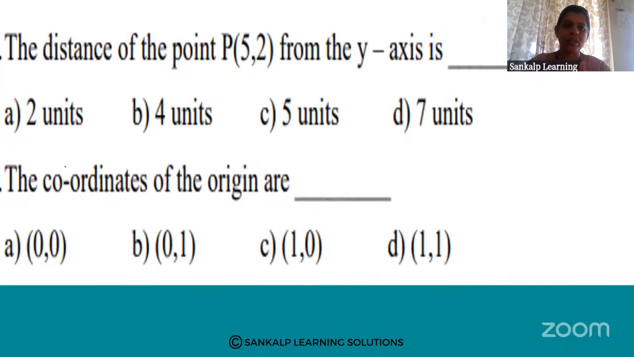So remember, the distance of the point from the x-axis is the y coordinate, and the distance from the y-axis is the x coordinate. Here we want the distance of the point from the y-axis. That means we need to take the x coordinate, that is 5 units. So option C is right. Next, the coordinates of the origin. See, the coordinates of the origin are (0, 0) because x is 0 and y is 0 at the origin.